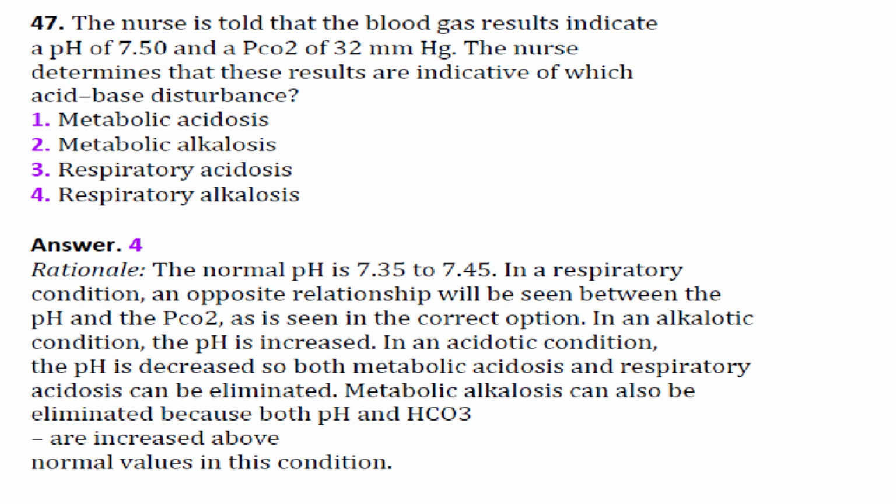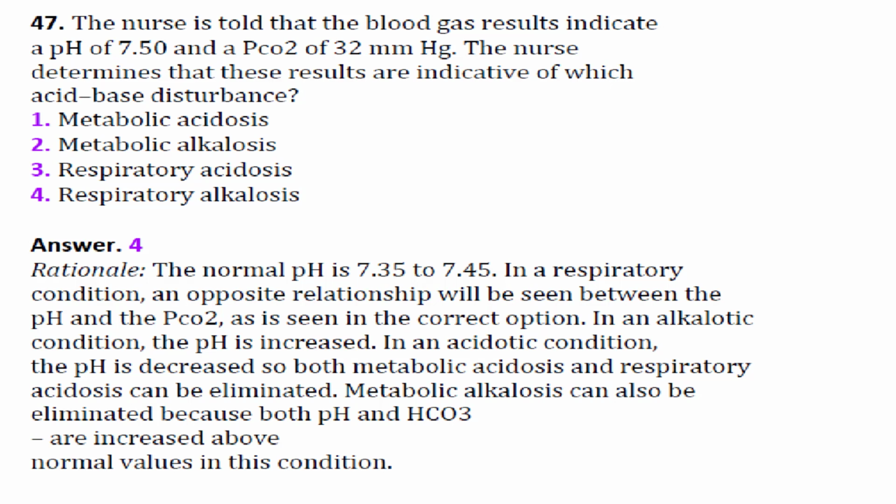47. The nurse is told that the blood gas results indicate a pH of 7.50 and a CO2 of 32 mm Hg. The nurse determines that these results are indicative of which acid-base disturbance? 1. Metabolic acidosis. 2. Metabolic alkalosis. 3. Respiratory acidosis. 4. Respiratory alkalosis.